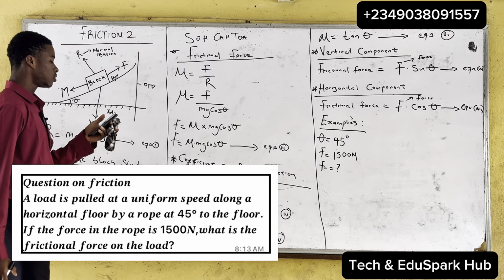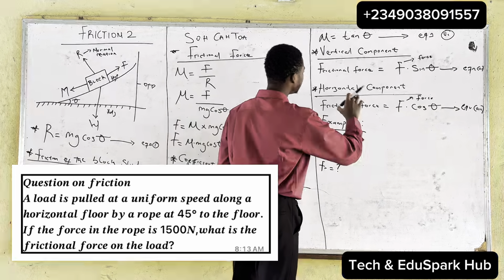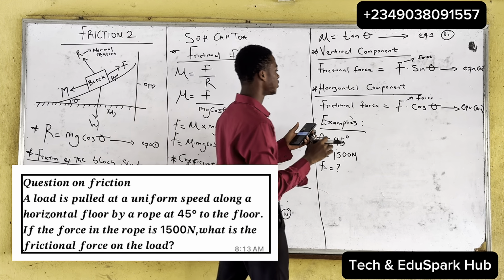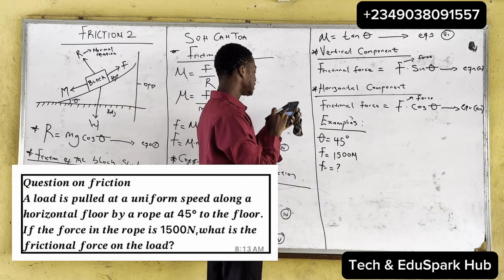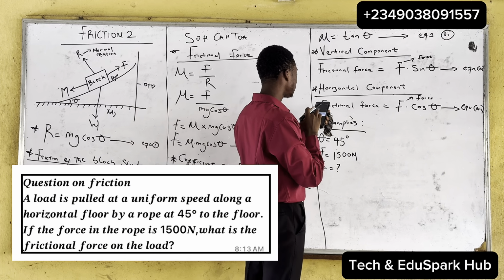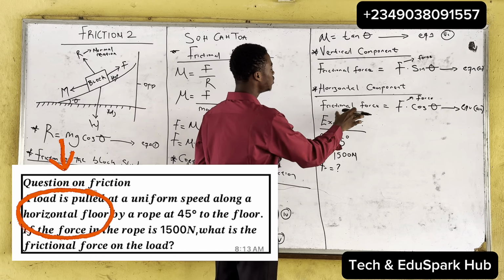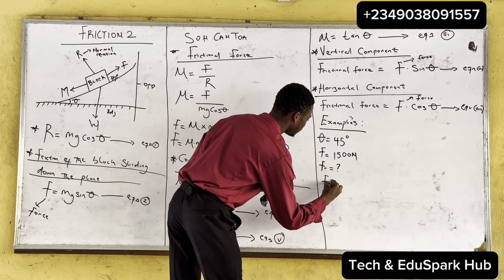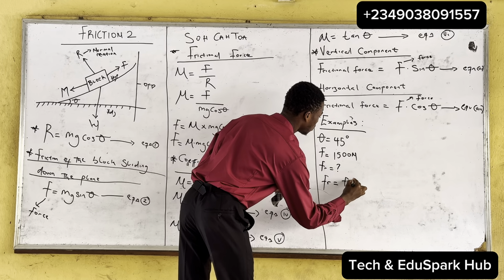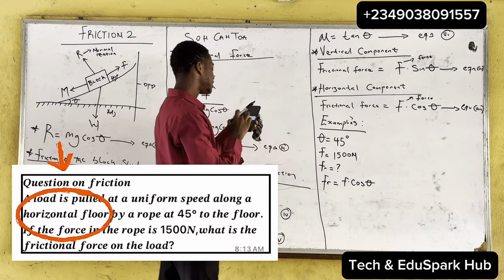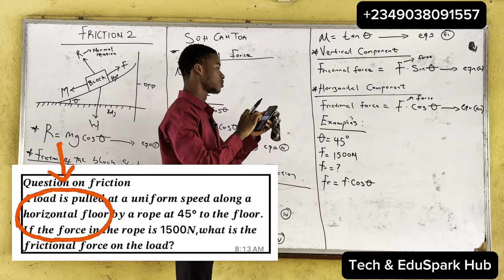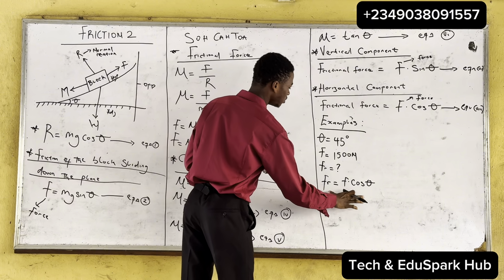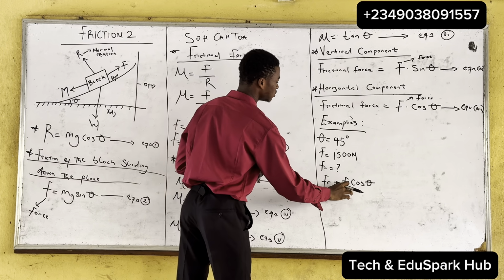Now, looking at all these formulas on the board, the formula we can apply to this question is the horizontal component, because they are asking what is the frictional force on the load, and they are talking about a horizontal floor in this question. So we'll be using the horizontal component, and the formula for the horizontal component is given as frictional force, Fr, equal to F cos theta.